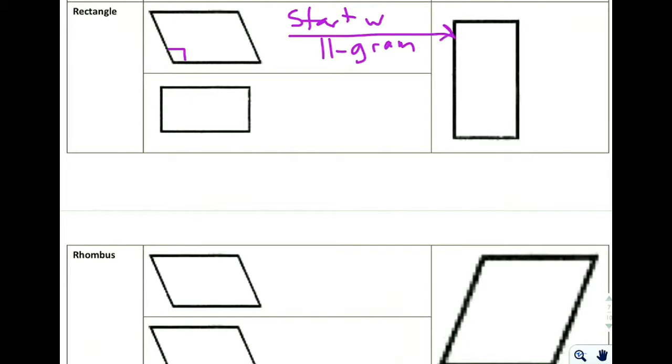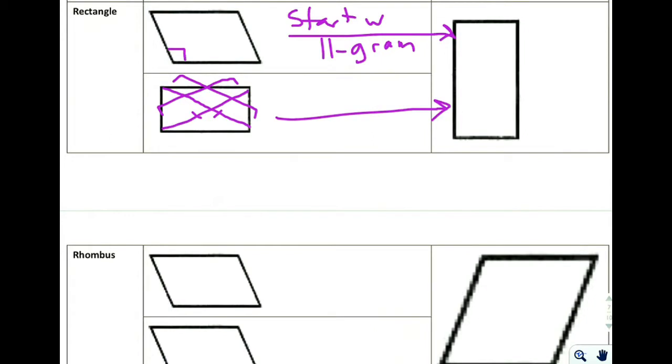Another thing we can do is if we start out with any quadrilateral and we find that we have diagonals that are congruent, and I'm putting these marks kind of near the middle so you can say that the entire diagonal and the entire diagonal here are congruent, then that means that you have a rectangle. A rectangle will always have congruent diagonals.